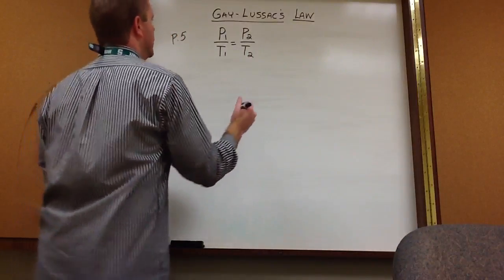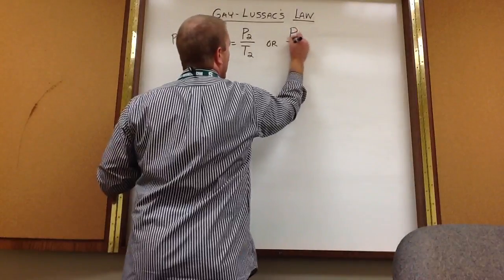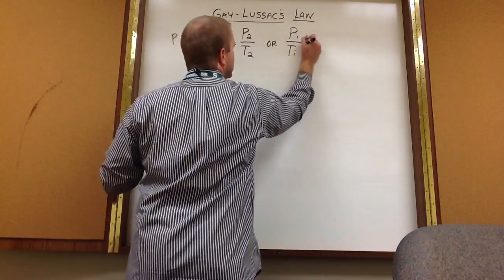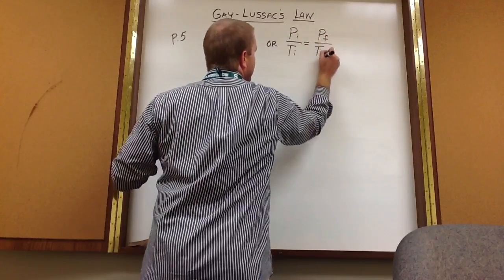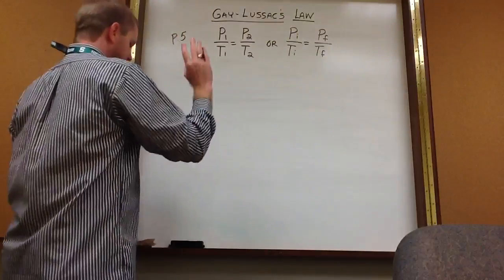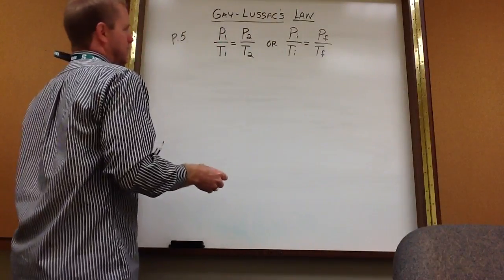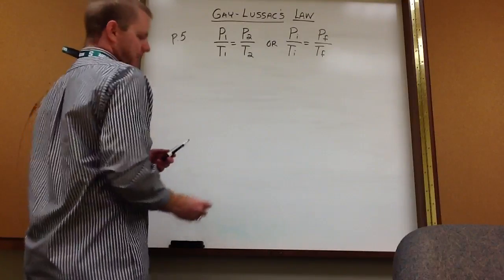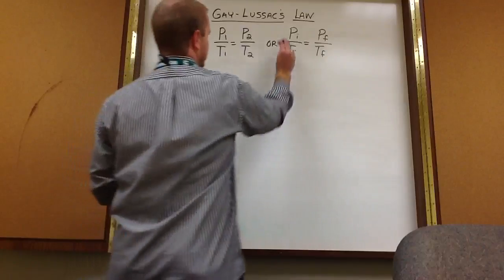Okay? Again, some people prefer P initial over T initial equals P final over T final. Potato, potato, tomato, tomato. It does not matter. You go with any of them, whatever you're more comfortable with. I've always used P1, T1 over P2, T2. It does not matter, as long as you get everything together that's supposed to be together.